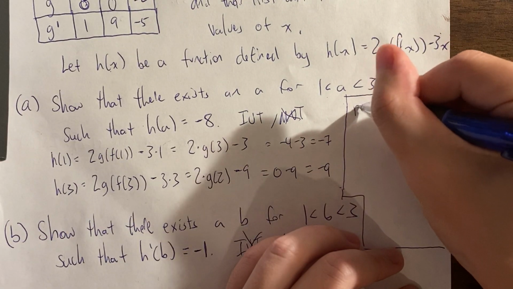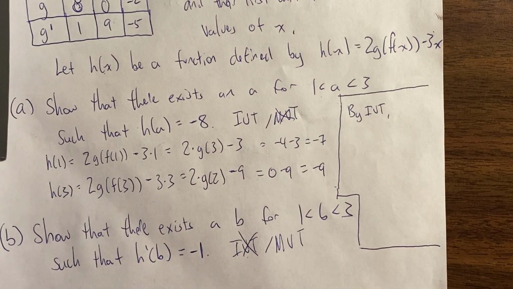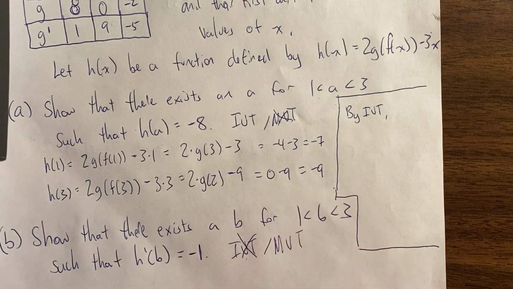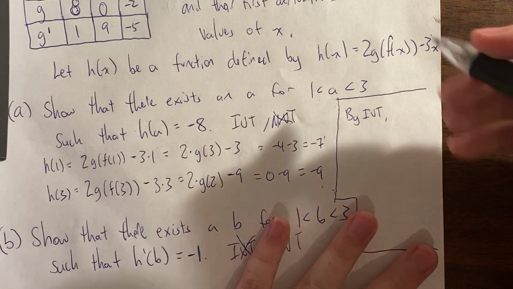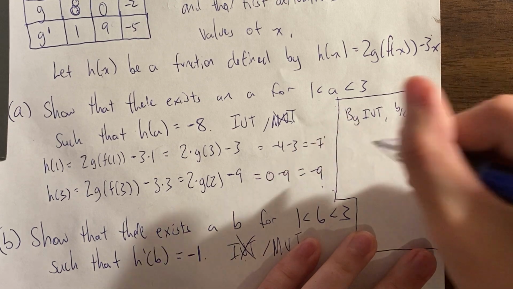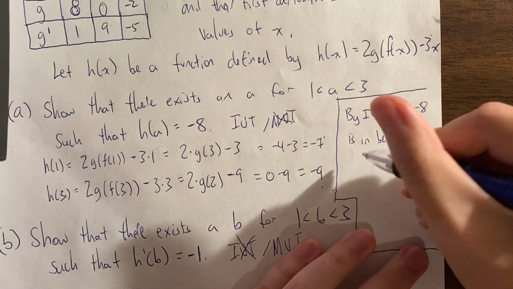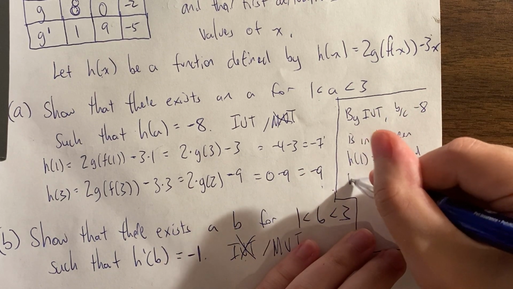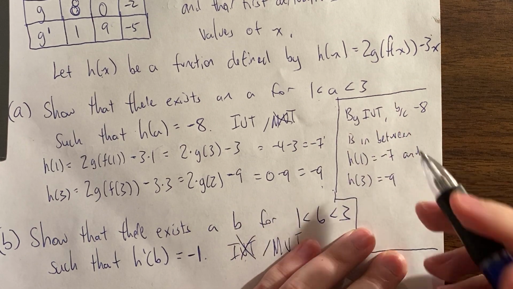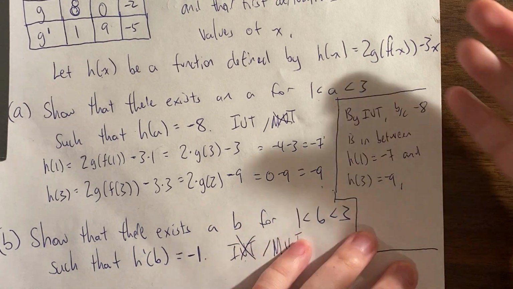So we write by IVT. Anytime you use IVT or MVT, it's nice to start off with by IVT or by MVT. And then I'm going to put my justification, which in IVT, all you have to say is -8 is in between these two y values. So because -8 is in between h of 1, which is equal to -7, and h of 3, which is equal to -9. So by IVT, because -8 is in between these two y values, that's actually my justification.